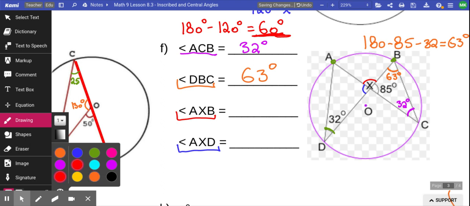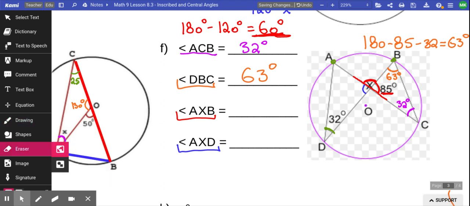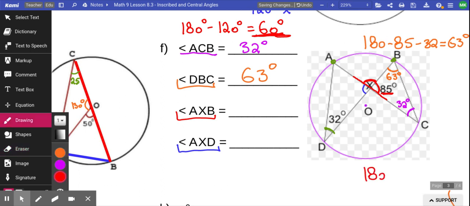Let's move on to the red one, because the red one I'm going to use one of my favorite tricks. And one of my favorite tricks is that we have a straight line right here. And straight lines should always be 180 degrees from one end of the line to the other end of the line. If this part is already 85, I can find the other part by going 180 and subtracting 85. So 180 minus 85 equals 95 degrees. This other part must be 95 degrees.